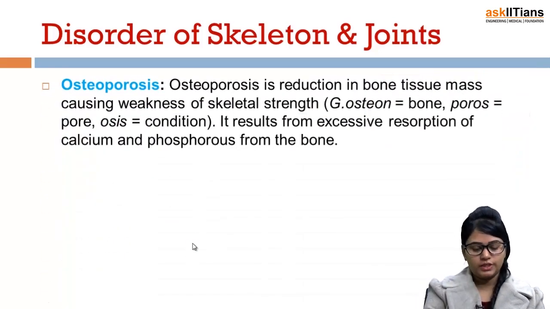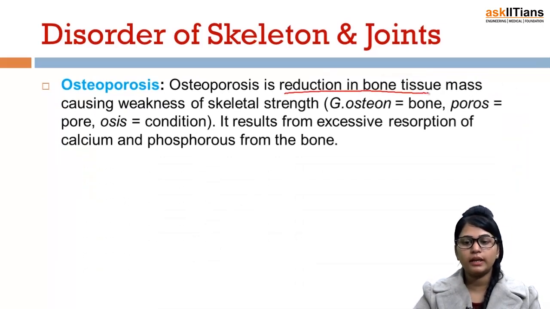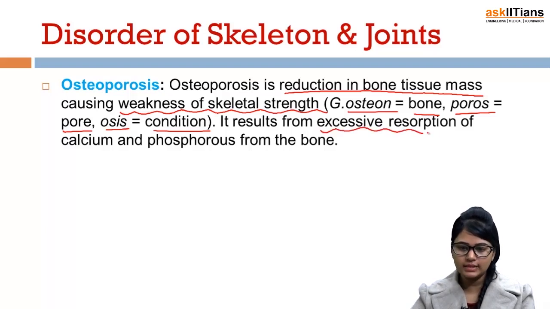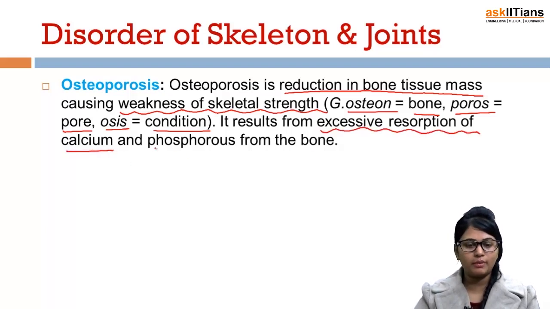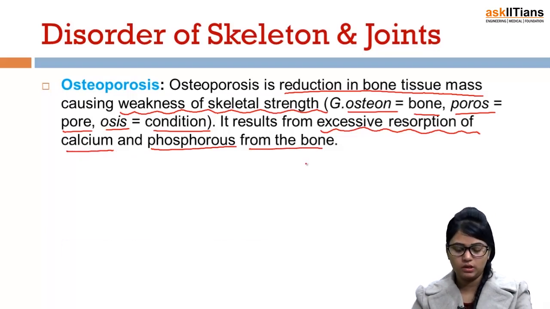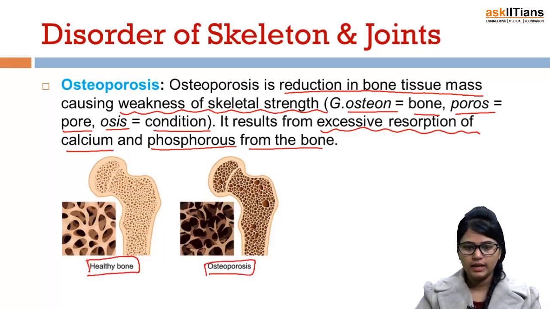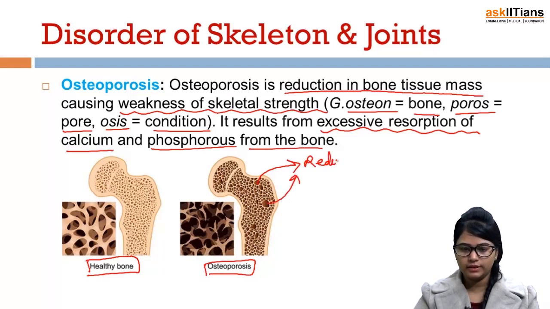Next comes osteoporosis. Osteoporosis is reduction in bone tissue mass, and it will in turn cause weakness of skeletal strength. You can see osteon means bone, poros means pore, osis means condition. It results from excessive resorption of calcium and phosphorus from the bone. So this is the condition. Look at the diagram. This one is the healthy bone, and here this one is the osteoporosis. Here you can see reduction in bone tissue mass. This is the reduction.